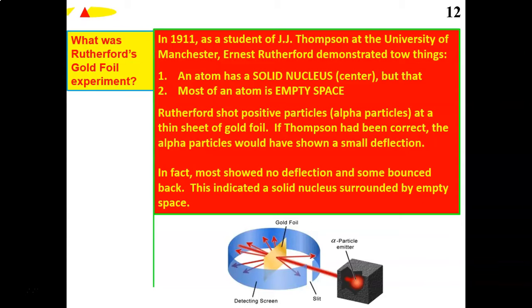He was surprised by this. He likened it to firing a gun at a piece of Kleenex or a piece of tissue and having the bullet bounce back. He did not expect that to happen. So he had to conclude that there was something very solid inside of that gold foil, and that was the nucleus of the gold.